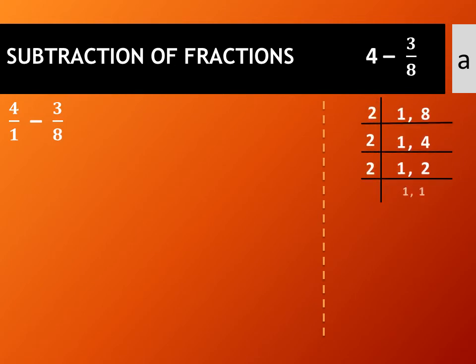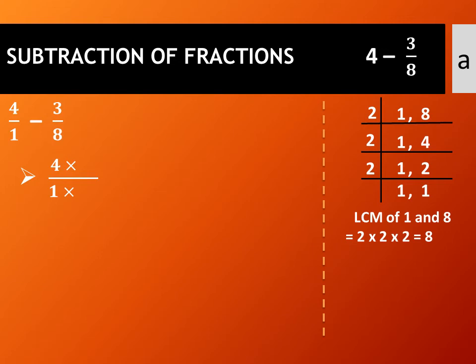As we see, the LCM of 1 and 8 is 8, so we have to bring 8 at the place of denominators. Our first fraction is 4 upon 1 and we want 8 at the place of denominator. So we multiply numerator and denominator by the same number 8. Then write the minus sign as it is. Our second fraction is 3 upon 8 and we want 8 at the place of denominator, so we multiply numerator and denominator by the same number 1.